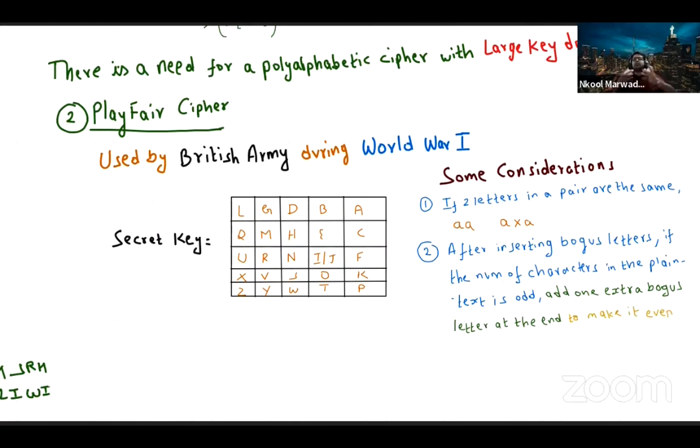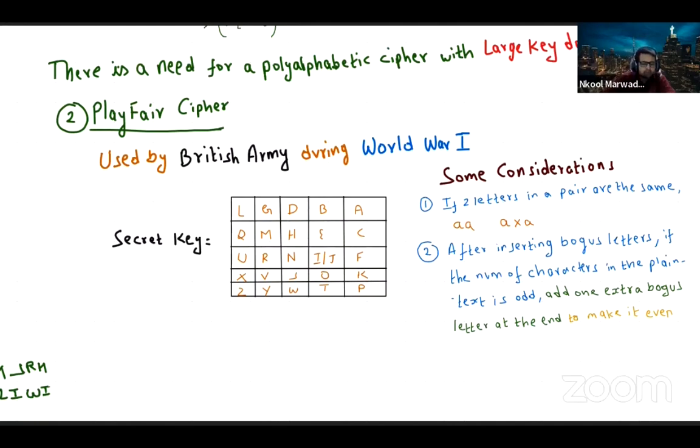Whenever we are dealing with Playfair cipher, whatever plain text we have, if in that plain text the same characters are adjacent to each other, we insert one bogus letter in between them. And if the total number of characters in the plain text is odd, we add some bogus letters at the end to make the length even.